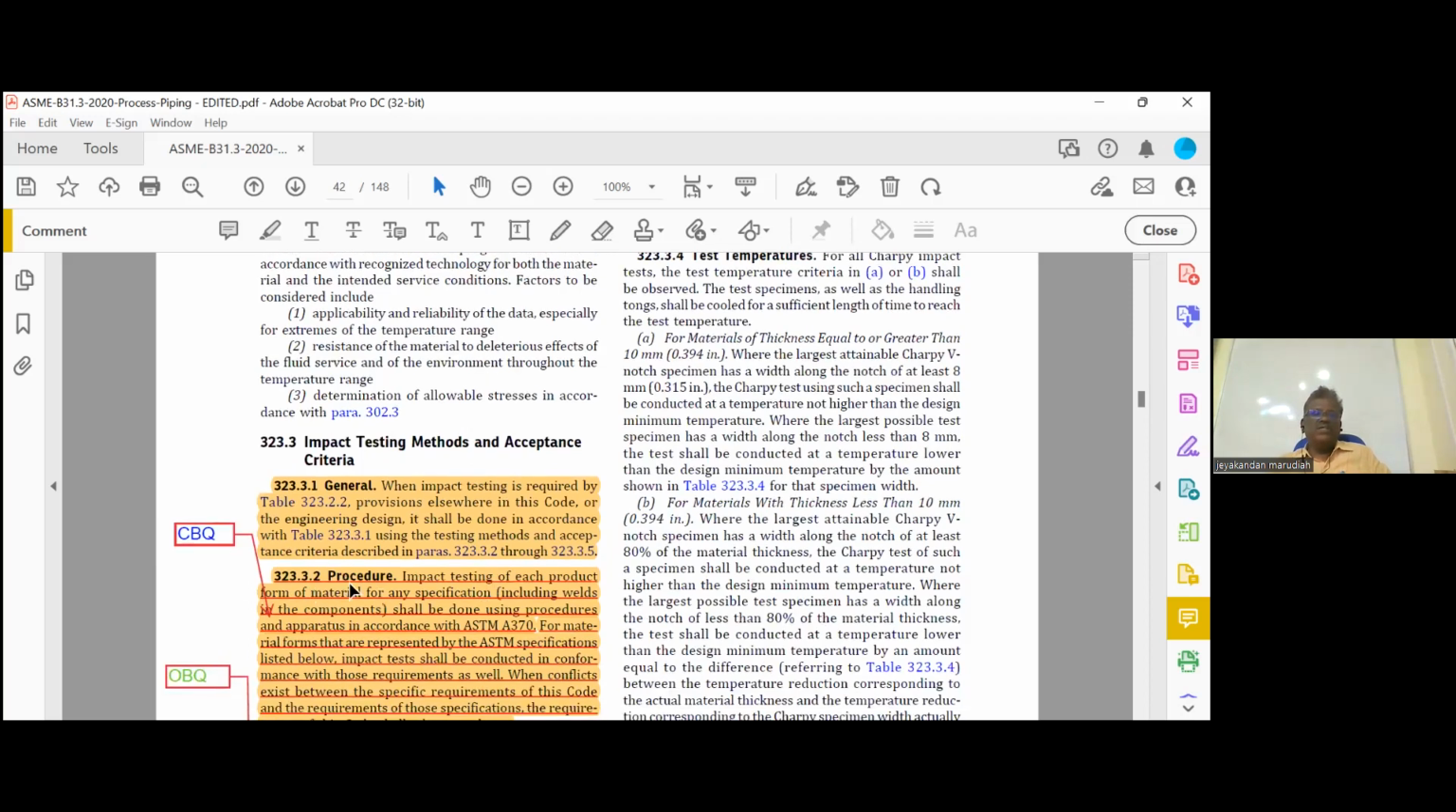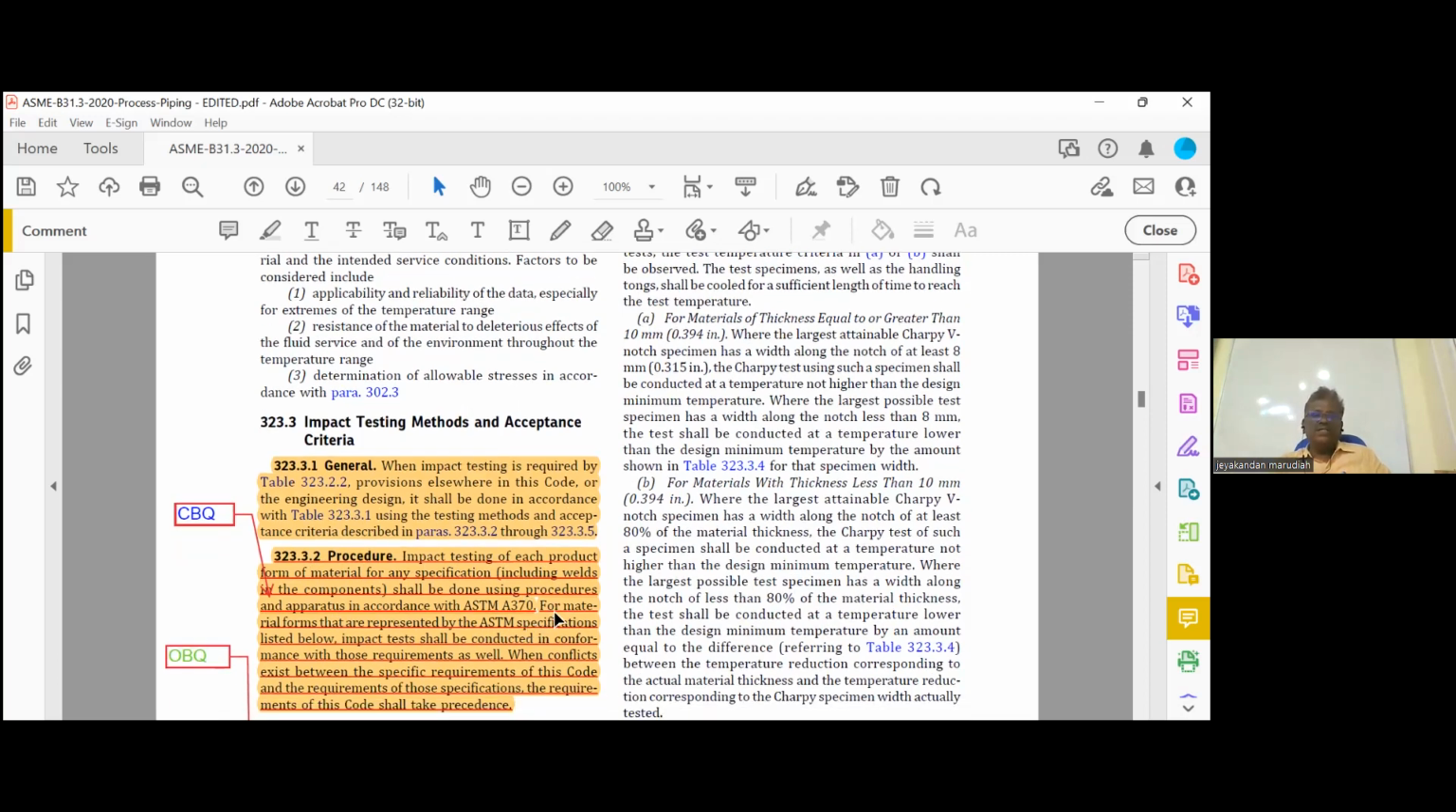This is important. 323.3. Impact testing of each product form of material for any specification shall be done using the procedures and apparatus of ASTM A370. That is a closed book question. Page number 55.